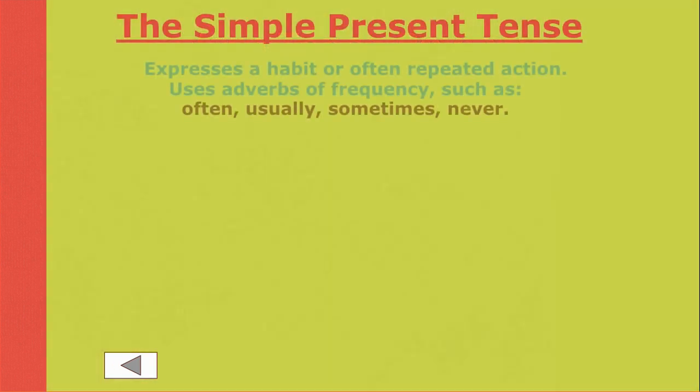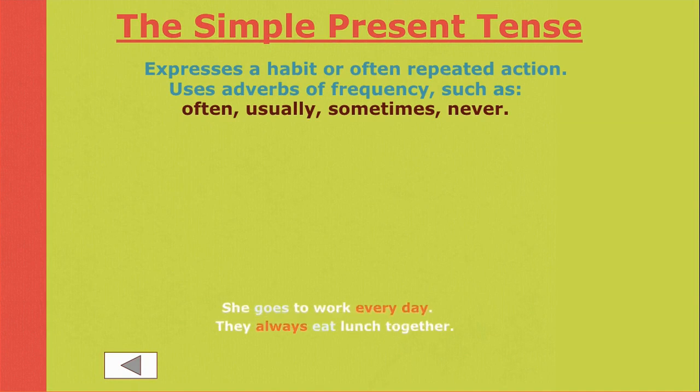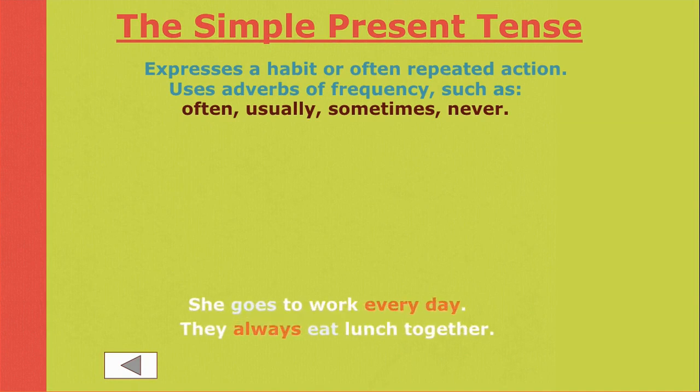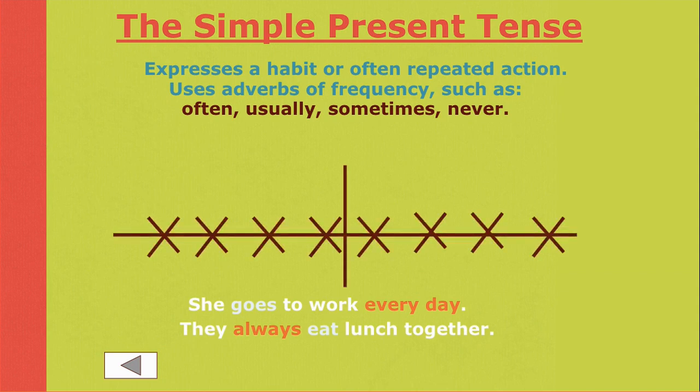The simple present tense expresses a habit or often repeated action. Uses adverbs of frequency such as often, usually, sometimes, never. She goes to work every day. They always eat lunch together.